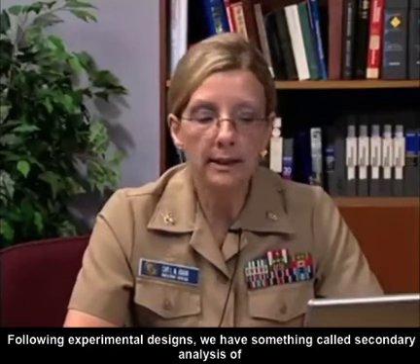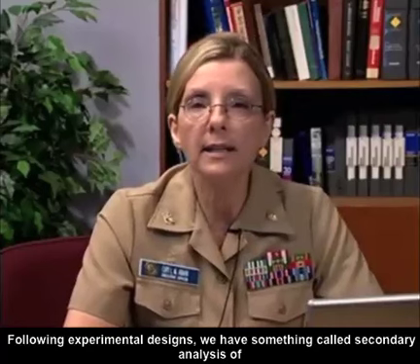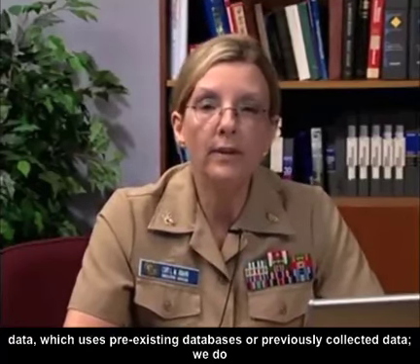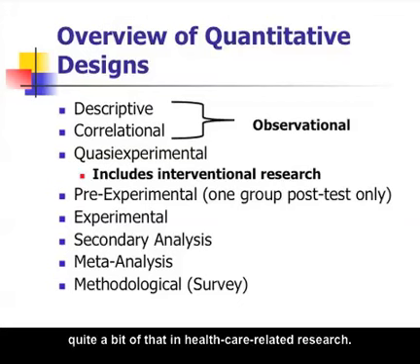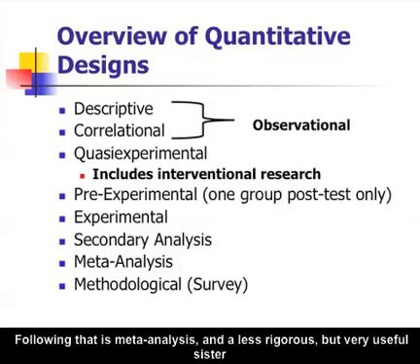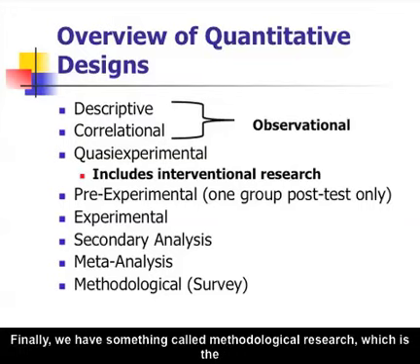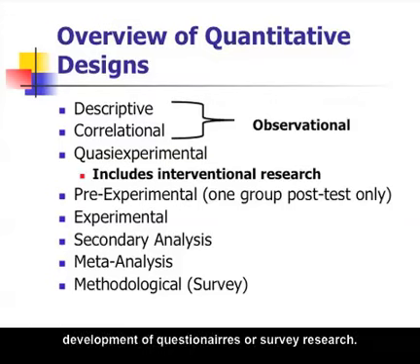Following experimental designs, we have something called secondary analysis of data, which uses pre-existing databases or previously collected data. We do quite a bit of that in healthcare-related research. Following that is meta-analysis, and a less rigorous but very useful sister or brother to meta-analysis is synthesis of literature or systematic review. And finally, we have something called methodological research, which is the development of questionnaires or survey research.